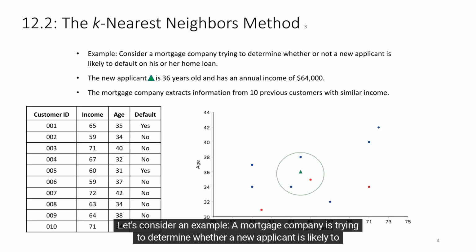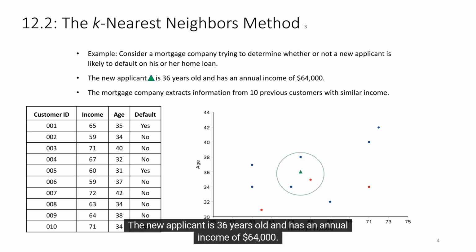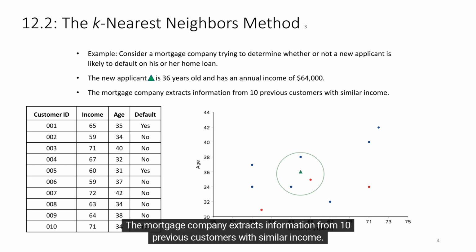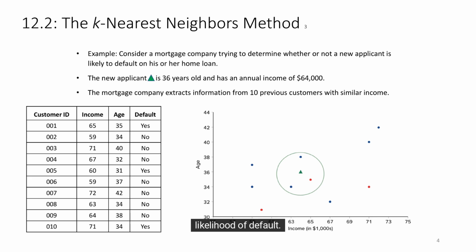Let's consider an example. A mortgage company is trying to determine whether a new applicant is likely to default on their home loan. The new applicant is 36 years old and has an annual income of $64,000. The mortgage company extracts information from 10 previous customers with similar income. The table shows the customer ID, income, age, and whether they defaulted on their loan. By comparing the new applicant's information with these past customers, we can use KNN to predict the likelihood of default.